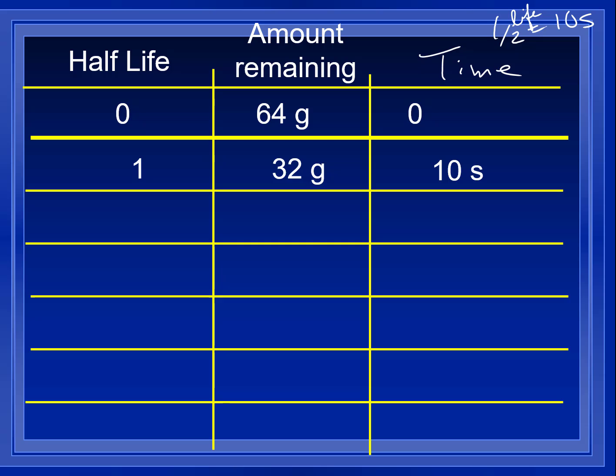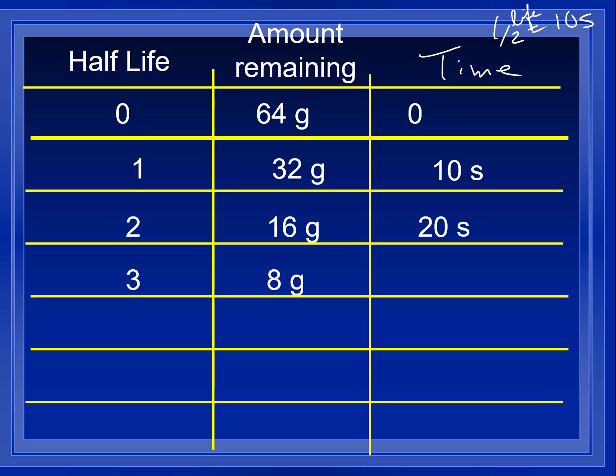Okay. So next line, how many half-lives? 2. How much remains? Half of 32 is 16. How much time has gone by? Well, I've gone another half-life, so I've gone another 10 seconds. So now we're at 20 seconds. Pretty easy table to fill in. 3 half-lives, I'll have 8 grams.